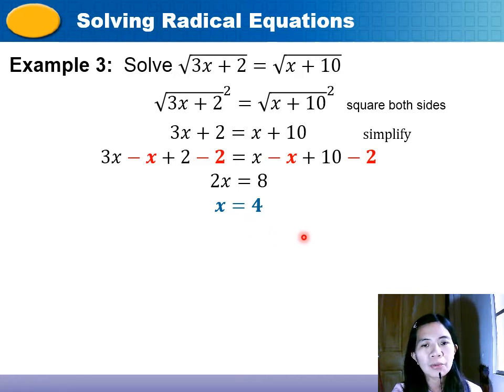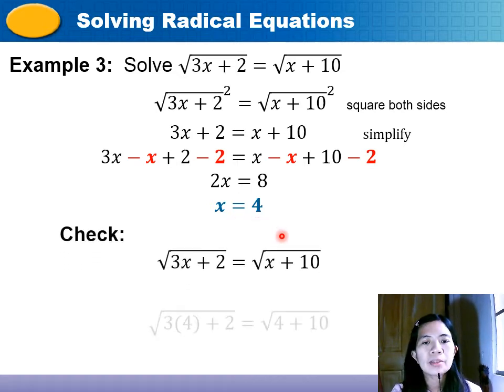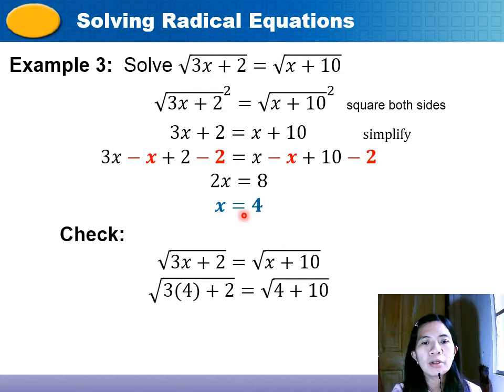So let's find out whether it is correct. So to check, substitute the value of x to the original equation. So we have 3 times 4 plus 2. So this is 12 plus 2, the square root of 14. On the other side, 4 plus 10 is equal to the square root of 14. So they are equal, meaning this solution is correct.